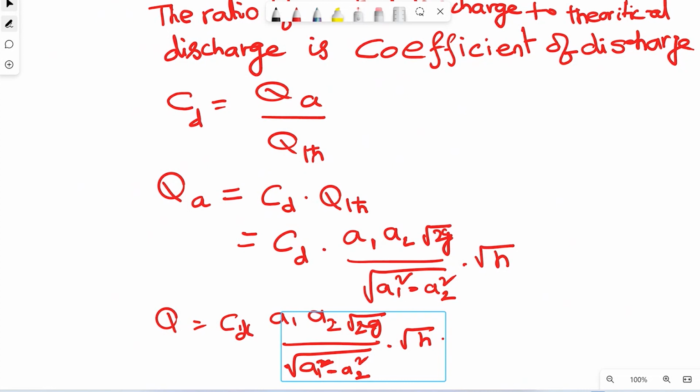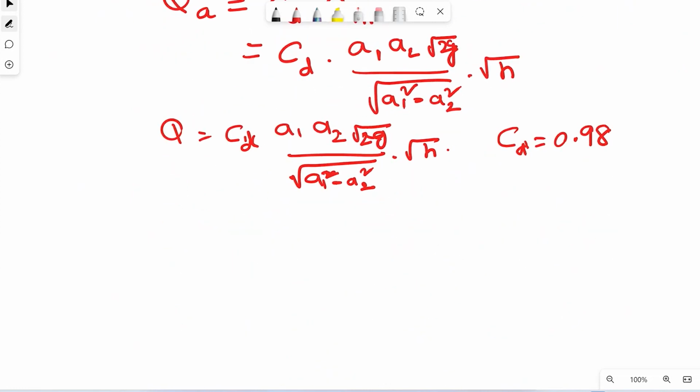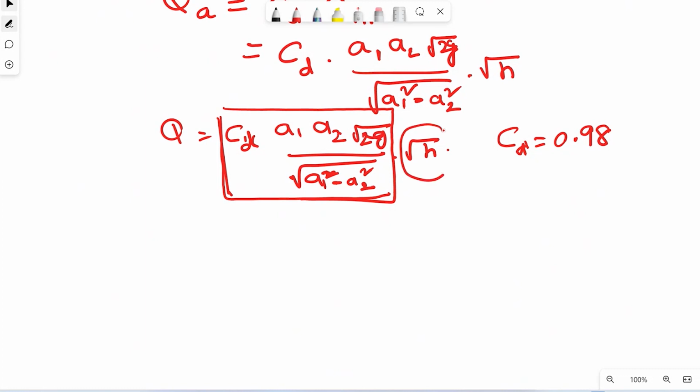And the CD value for a Venturi meter will be approximately 0.98. As the CD value is less than 1, kindly remember that the actual discharge will always be less than the theoretical discharge. So this is the first point. A1 is known, A2 is known, g is known, CD is known. So all this you can calculate easily. This portion can be calculated easily. But how to calculate this portion?